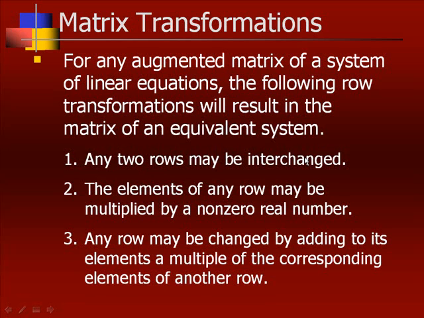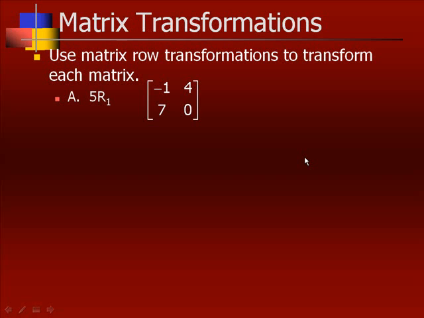and that would give us an equivalent matrix. And third, any row may be changed by adding to its elements a multiple of the corresponding elements of another row. What that means is to change row 3, we could add a multiple of another row to row 3.